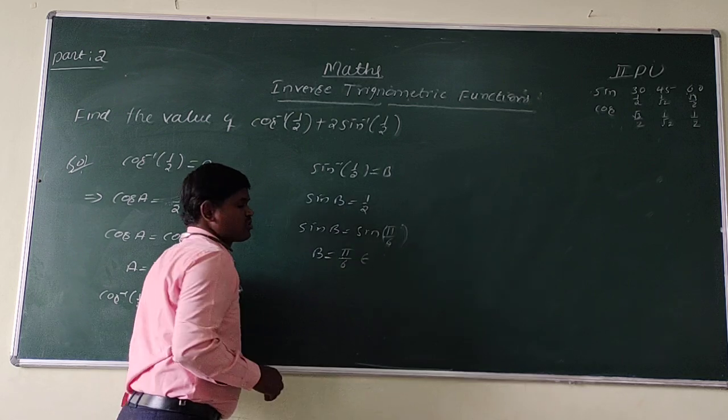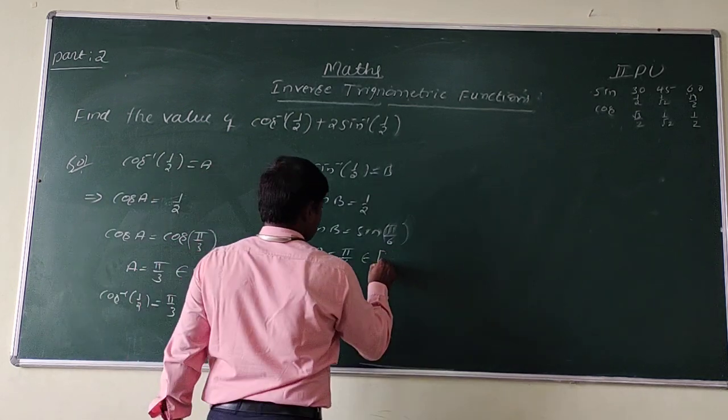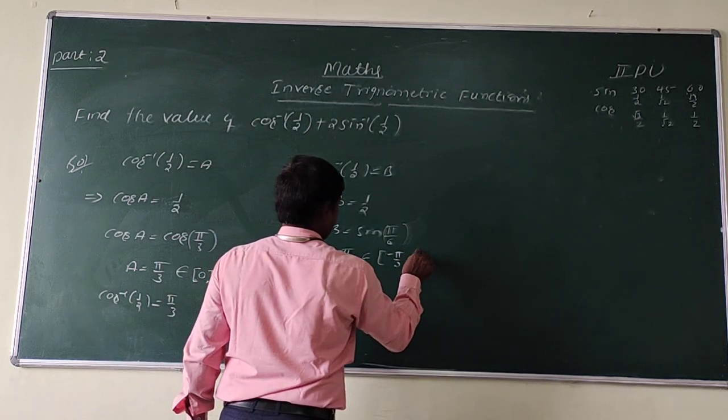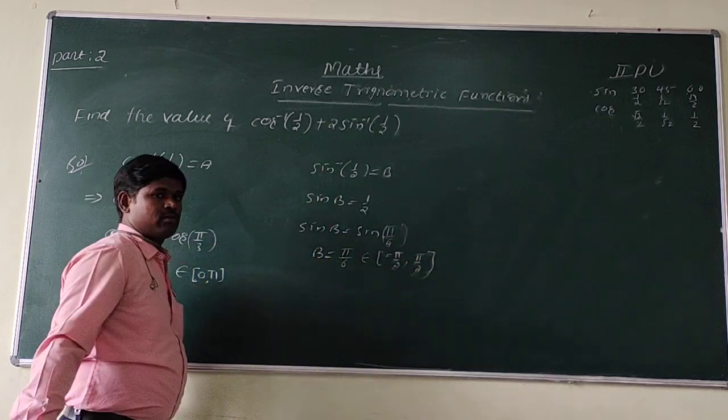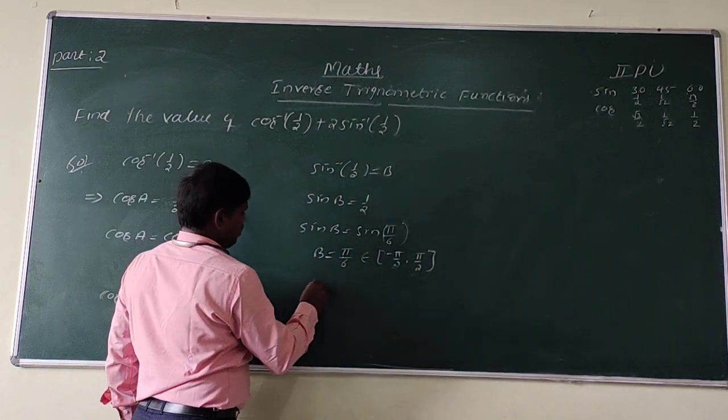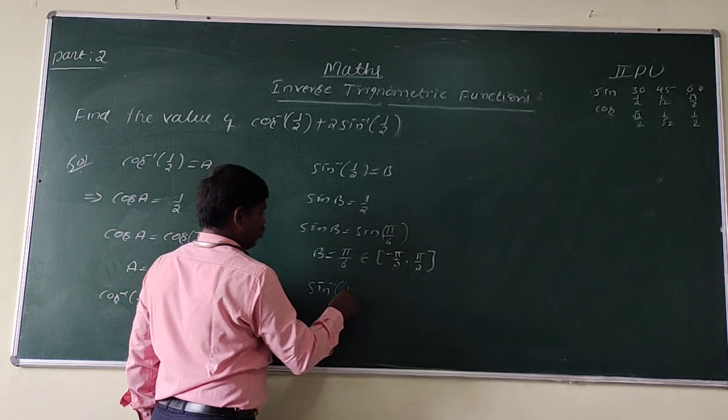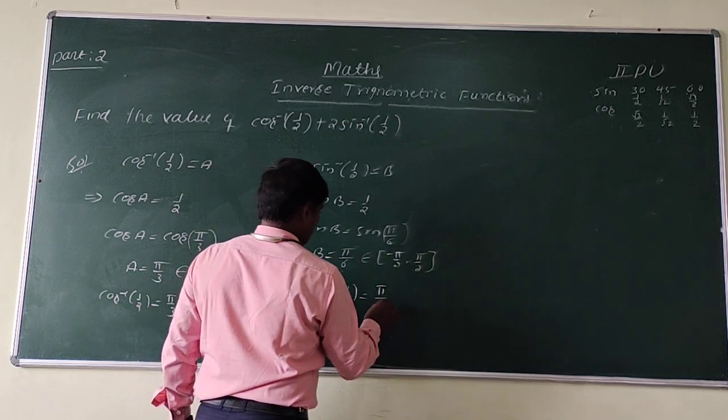So definitely this belongs to the range, that is minus pi by 2 to plus pi by 2. Okay. So therefore, sin inverse of 1 by 2 is equal to what? Is equal to pi by 6.